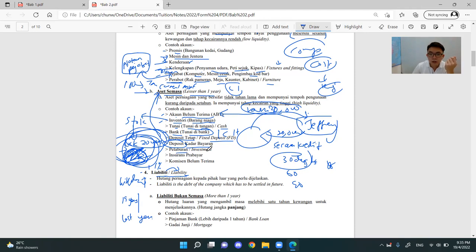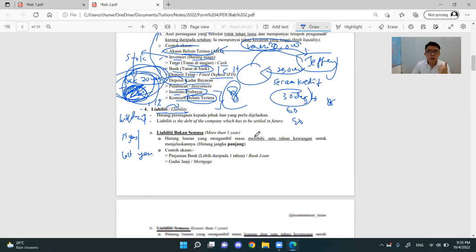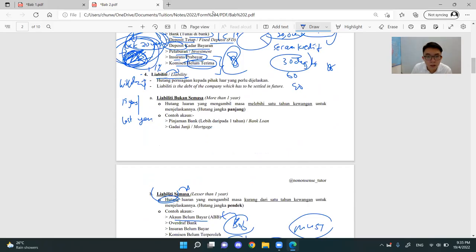Alright? Then pelaburan investment. Investment is asset semasa. Insurance prabayar, commission bonus terima later. But when you see a prabayar, this is a keyword for your asset. And belum terima juga is a keyword for asset. Just like your account belum terima is asset. Alright? So later in bab 8, we come back to here. Okay, quickly we go to liability.